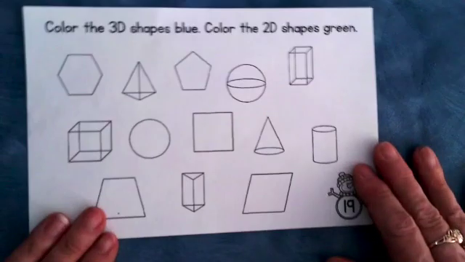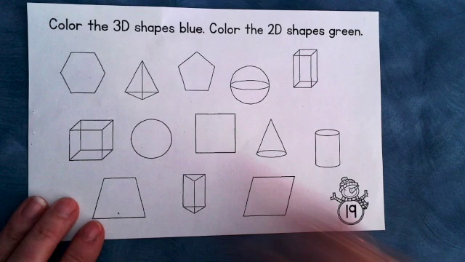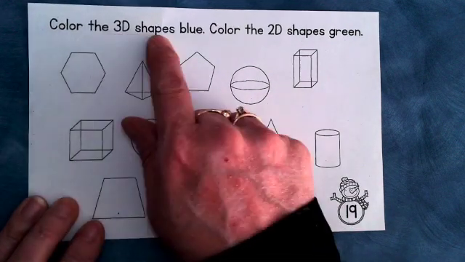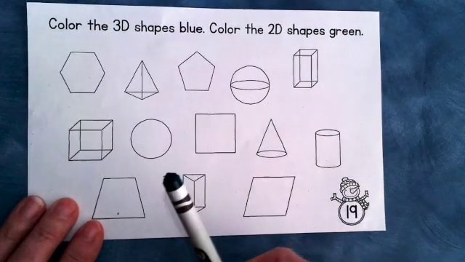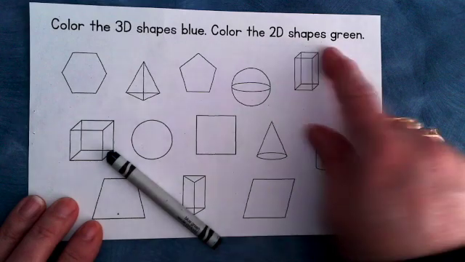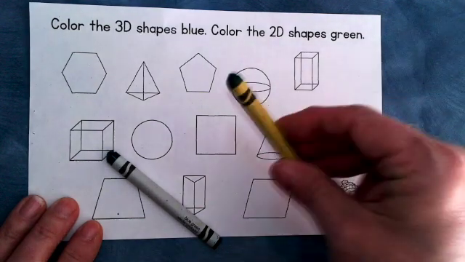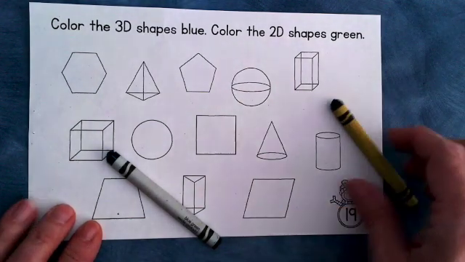So now I'm going to turn my camera and you guys are going to be able to see my paper. Here's my paper now that we're going to be doing today, page 19. And it says color the 3D shapes blue. All right, I'm going to use light blue because I happen to have light blue out. And color the 2D shapes green. Okay, I have green. So let's go through these shapes and let's figure it out.